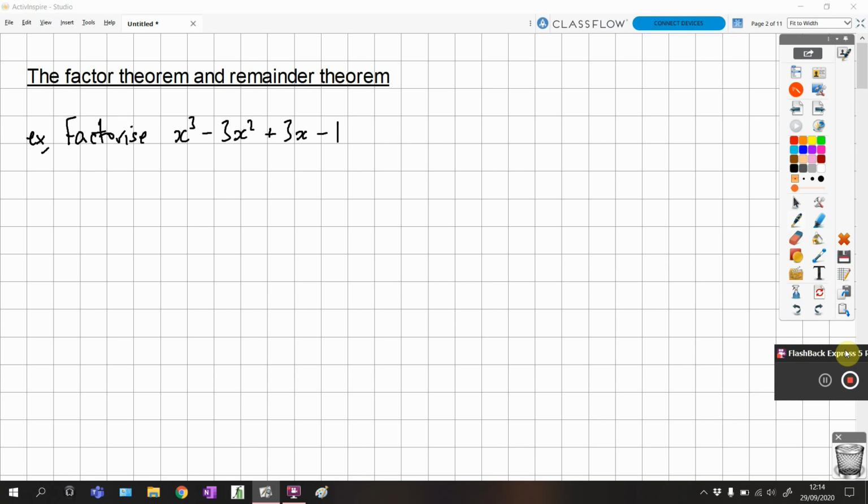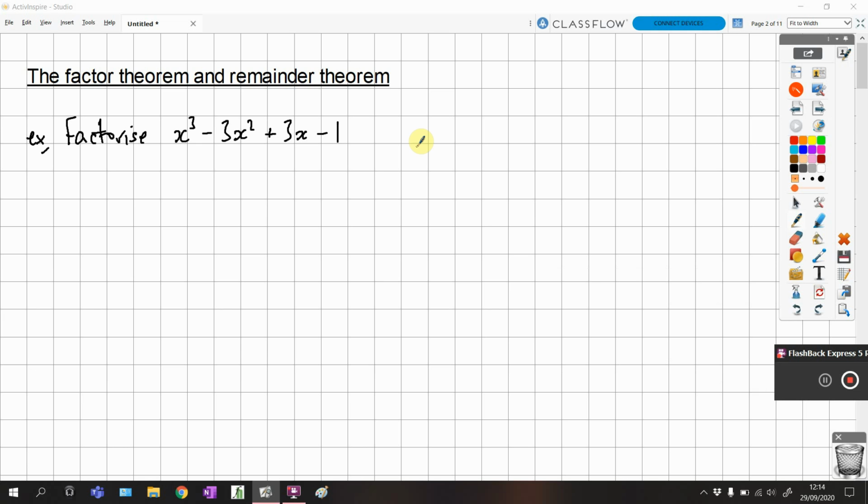What we're going to do just now is look at two closely related theorems, the factor theorem and the remainder theorem. They can be used in a variety of ways, so I'm going to try and introduce them just now. Suppose you were asked to factorise x cubed minus 3x squared plus 3x minus 1.